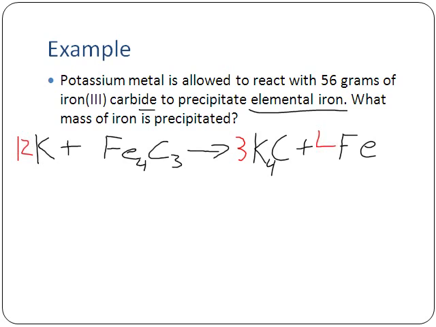So we put a 4 over on the right to get this to work. So we have 12 potassiums on the left, 12 potassiums on the right, 4 irons on the left, 4 irons on the right, 3 carbons on the left, and 3 carbons on the right. We have this all nicely balanced at this point. So that's our first step.